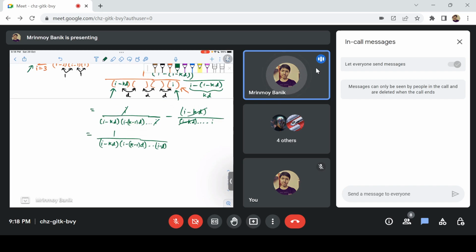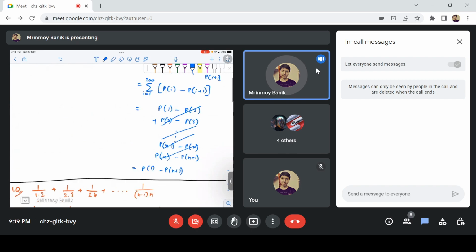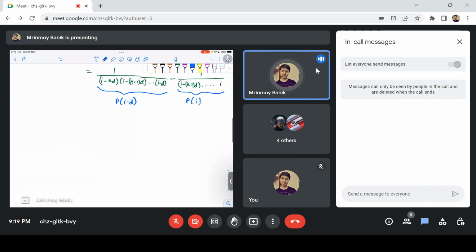The common difference is d in this case. I have assumed a generalized case. So here you will get 1 by I minus k minus 1 d times up till I. Now you will take this term as your p_{i-d} and this term as your p_i, and then proceed the same way as I did in the above one. Just here the consecutive pairs won't get cancelled.